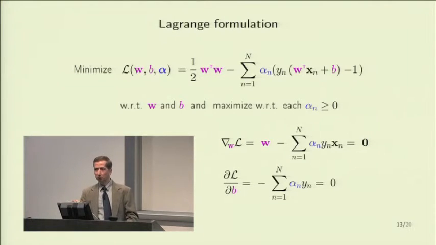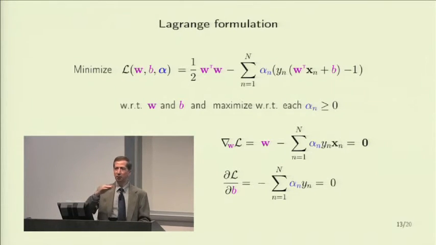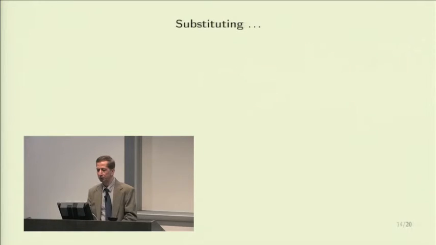Now what I'm going to do is go back and substitute these conditions in the original Lagrangian, such that the maximization with respect to alpha, which is the tricky part because alpha has a range, will become free of W and b. And that formulation is referred to as the dual formulation of the problem. So let's substitute.